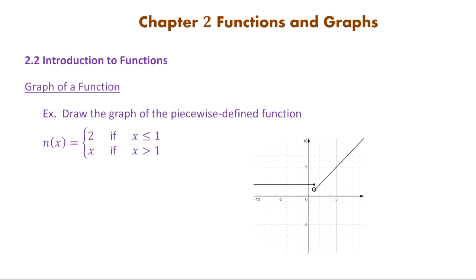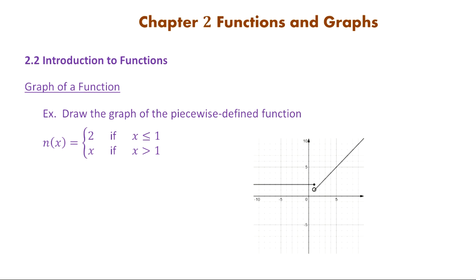Okay, when you try to graph a piecewise defined function, you have to draw it piece by piece because each piece has a different formula. So like in this example, n of x equal to 2 if x is less than or equal to 1, and n of x equal to x if x is greater than 1. So you're going to draw the two pieces. One piece is for x less than or equal to 1, and the other piece is for x greater than 1, right? So x less than or equal to 1 means the piece on the left of x equal to 1, and x greater than 1 means the piece on the right of x equal to 1.